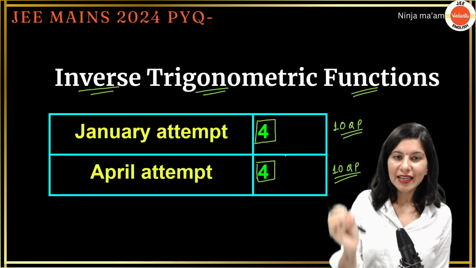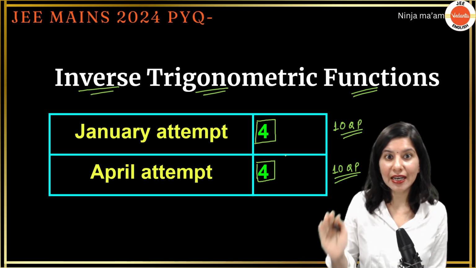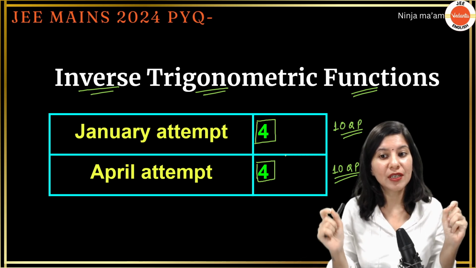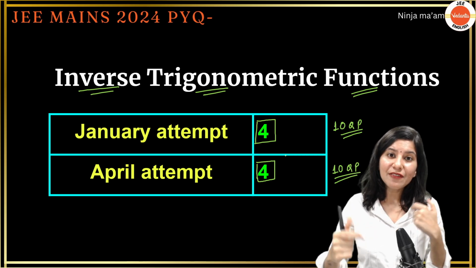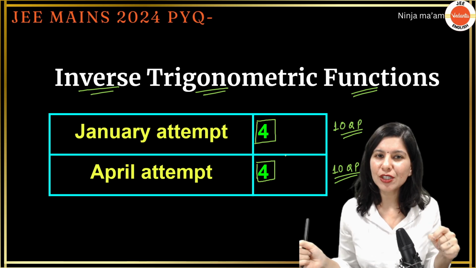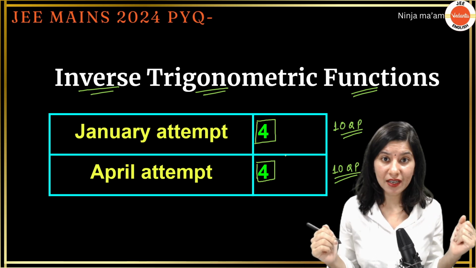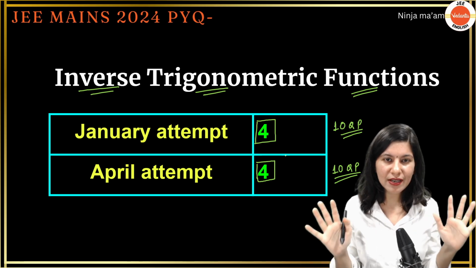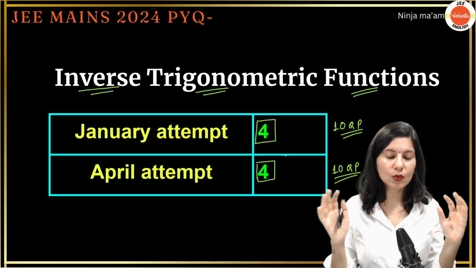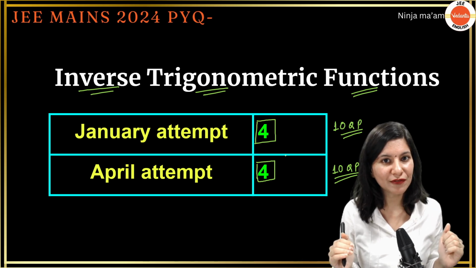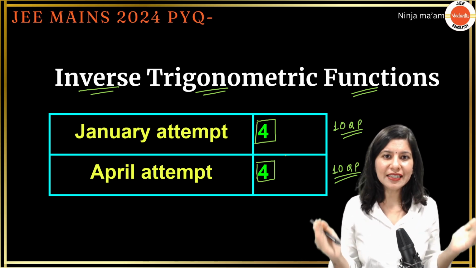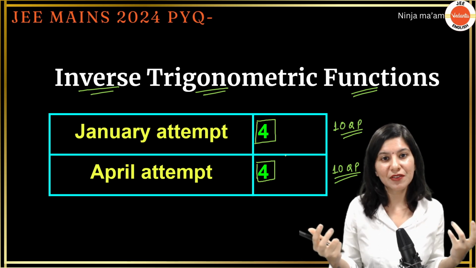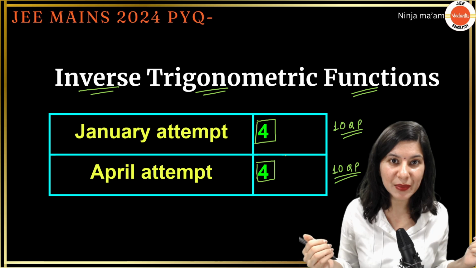Some shifts can have a single question from this chapter and some question papers will not have any question from inverse trigonometric functions at all. Okay. If I talk about the nature of the questions asked in the April or January attempt of 2024, I would say the question level was not that difficult. It was asked from the basic properties of inverse trigonometric functions. So I will highly recommend that you solve each and every question asked in previous year question papers, especially from 2024. Okay.